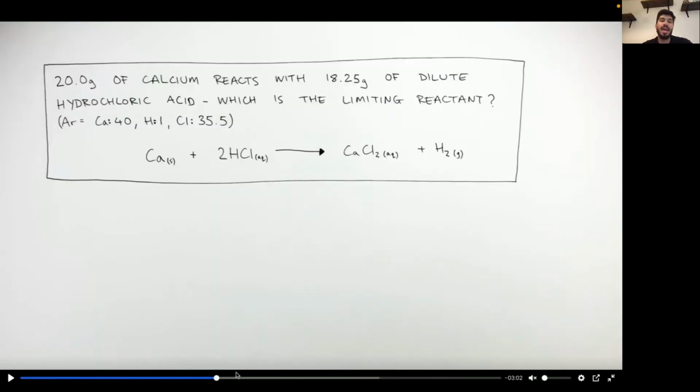All right. Here's a real exam question. 20 grams of calcium reacts with 18.25 grams of dilute hydrochloric acid, which is the limiting reactant? You can get this as a 2 or 3 mark exam question, where you can't just guess. You have to show your working out in order to say your answer.